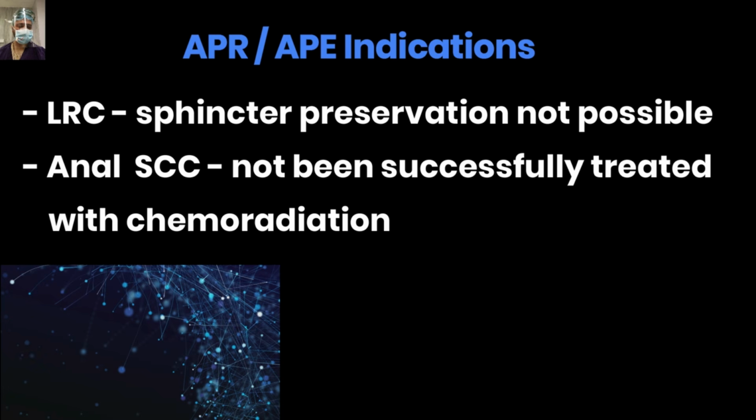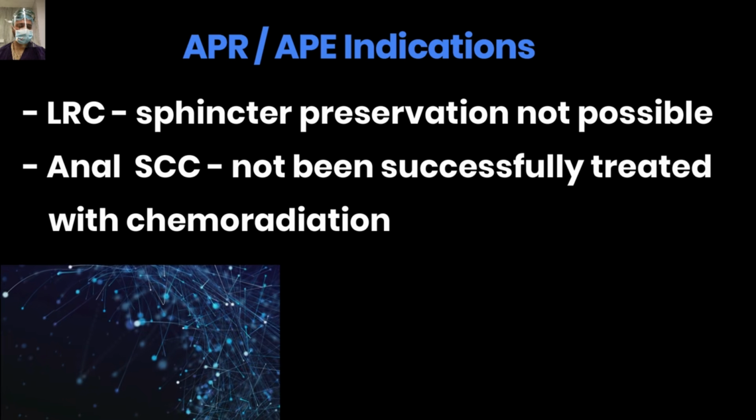In the present era, we will not operate on a patient with rectal cancer, especially T2 and above, without neoadjuvant chemoradiotherapy. So when sphincter preservation is not possible, it is directly invading the sphincter, or in a case of anal squamous cell carcinoma, which has not been successfully treated with chemoradiation. So these are basically the two indications for abdominoperineal resection.